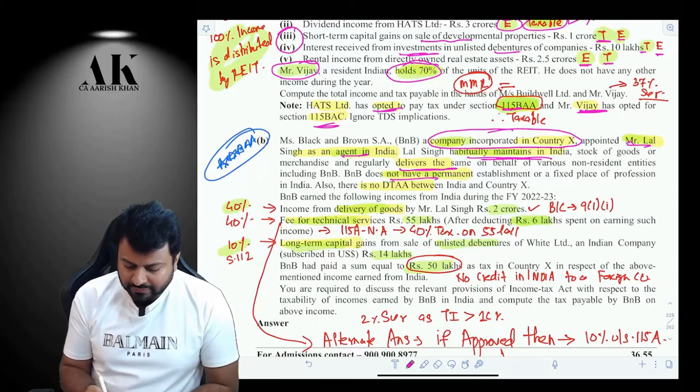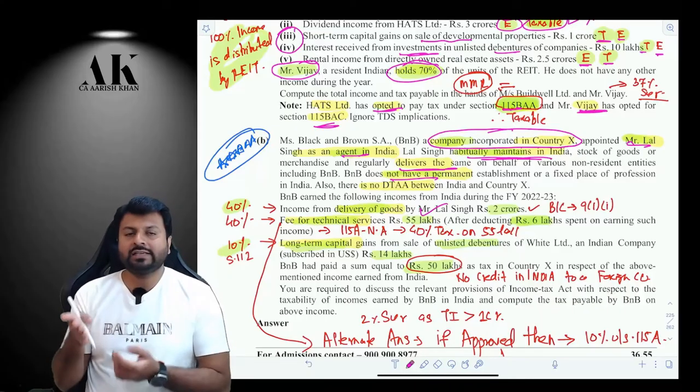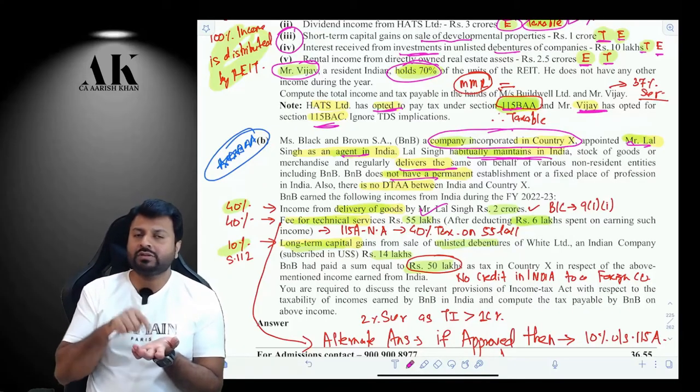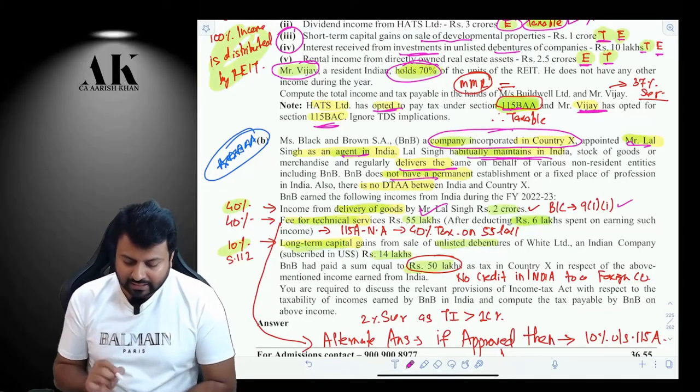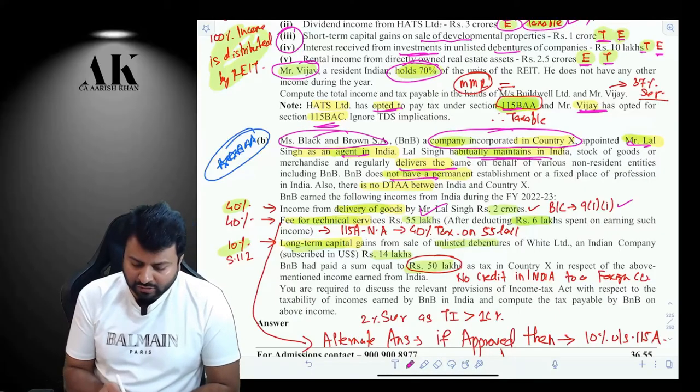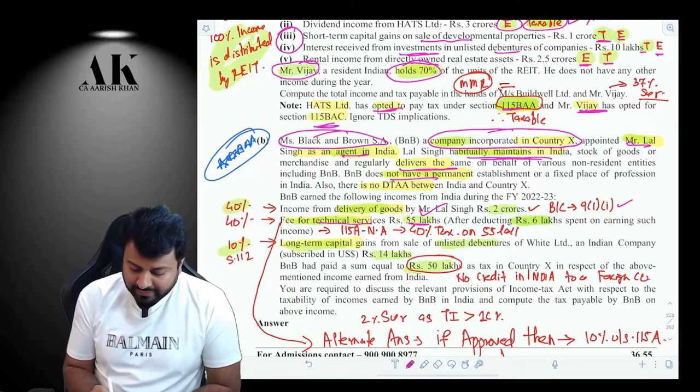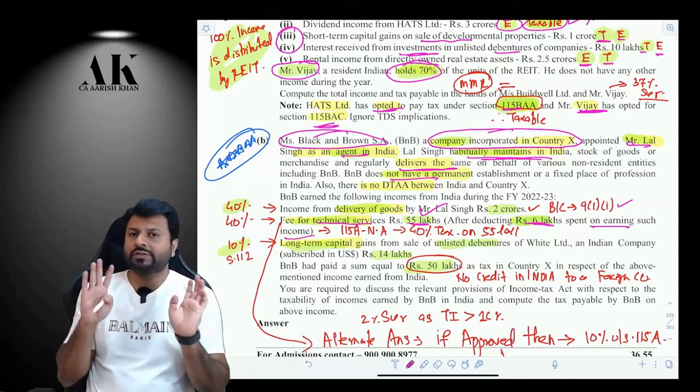Income from delivery of goods done by Mr. Lal Singh. So Lal Singh is what? An agent. The income of the company, the non-resident, will be deemed to accrue or arise in India as per 9(1)(i). Okay. Now, second thing, this Black and Brown company is also earning from technical services of 55 lakh rupees after deducting 6 lakh spent on earning the income. Now, here there are two views which are taken by SSE.